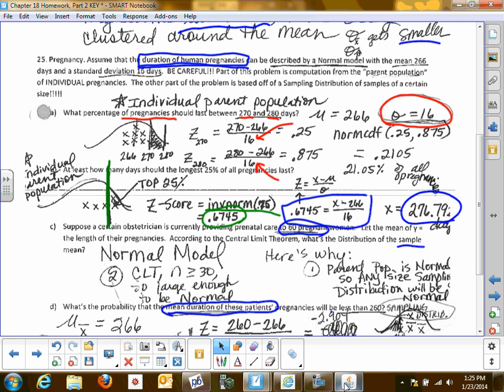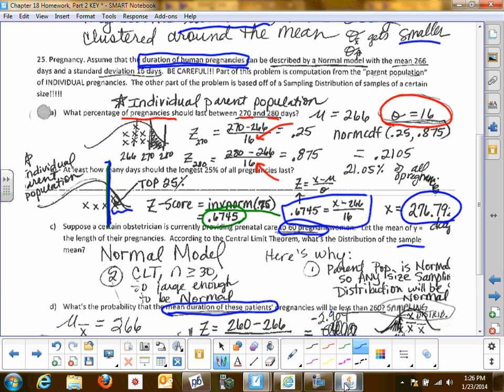At least how many days should the longest 25% of all pregnancies last? Longest 25%. So that means it's this section up here. The question is, how many days is this location right here? We haven't done a problem like this in a while. This means you are solving for x.